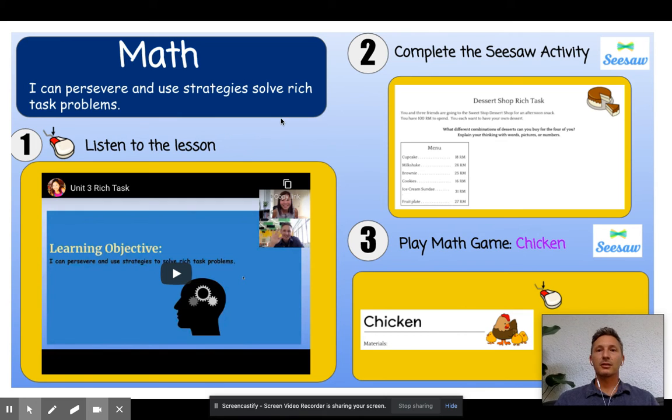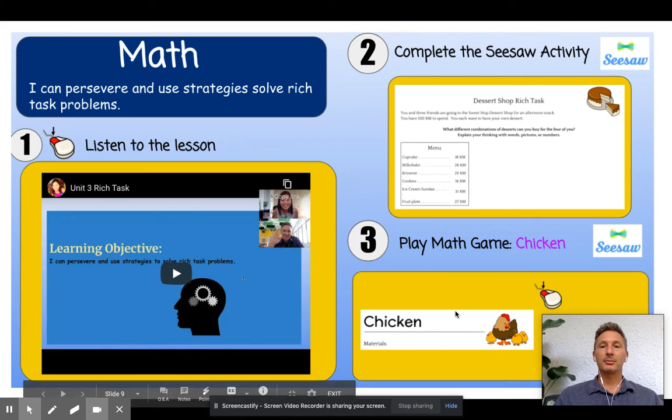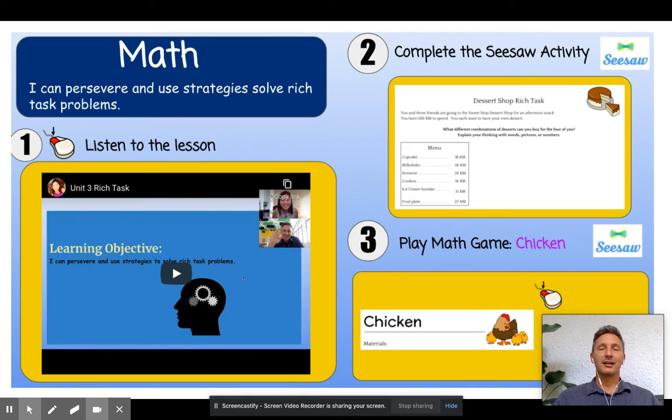So yes, you're going to look at this dessert shop, and pretend you're going to a shop and you have 100 ringgit to spend. You're going to buy 4 things. We'll talk about this more in our meeting. And then you have a game there to play. This game is called Chicken. It's very similar to what's called Greedy Pig. Remember if you played that game in class with us, more at the beginning of the year, it's the same idea as Greedy Pig. It's just named Chicken.